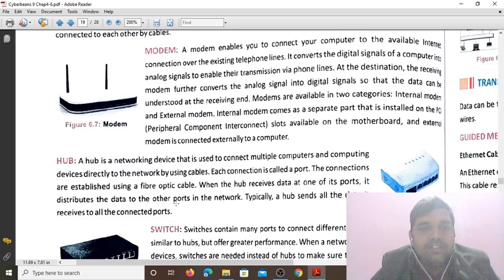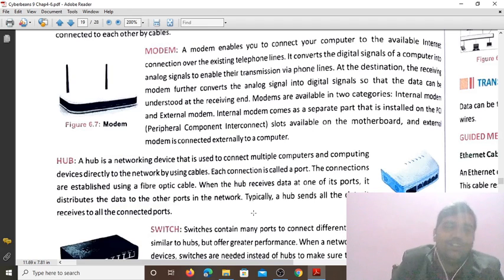The connections are established using an optical fiber cable. When the hub receives data at one of its ports, it sends the data out through the other ports in the network. Typically, a hub sends all the data it receives to all the connected ports. One thing is there: it sends the data to all the connected ports only, which means it is not intelligent.